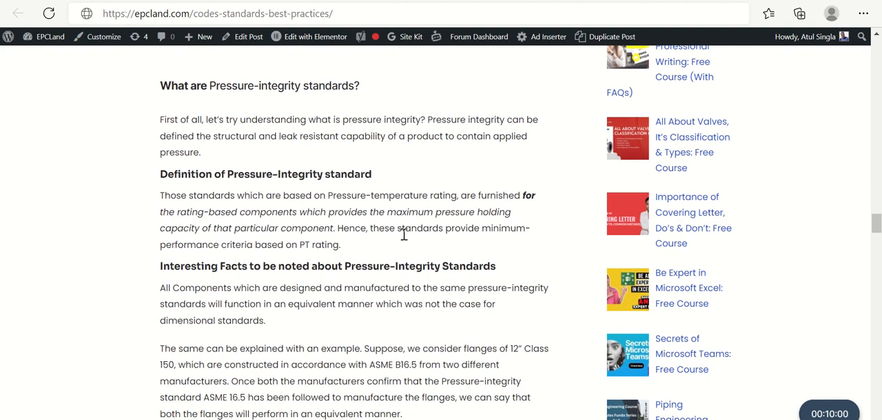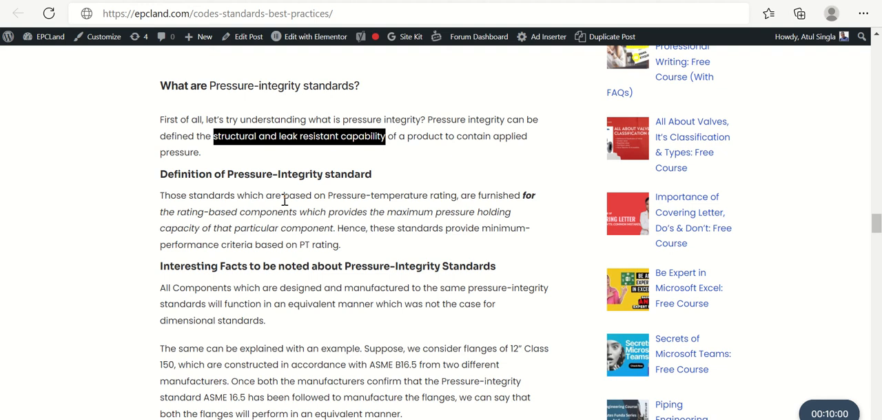Now there is a second category, that is pressure integrity standards. First of all, let us try to understand what is pressure integrity. Then only we'll look into what these standards are. This can be defined as the structural and leak resistance capability. This is the key word here. Structural and leak resistance capability of a product to contain applied pressure.